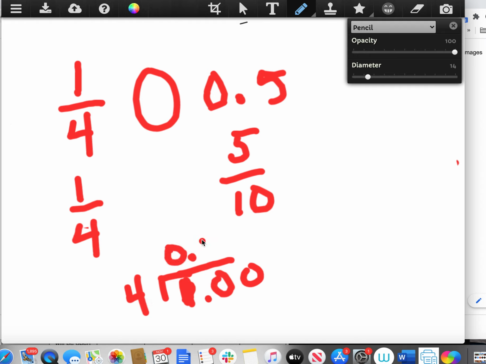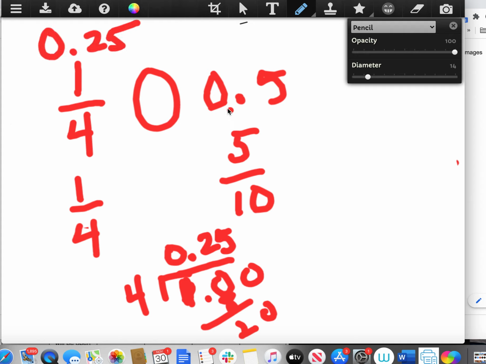4 goes into 10 2 times. Drop it down. 4 goes into 20 5 times. So this 1/4 is worth 0.25, and we're comparing it to 0.5. 0.25 and 0.5. That's bigger. All right? Hope that helps you guys.